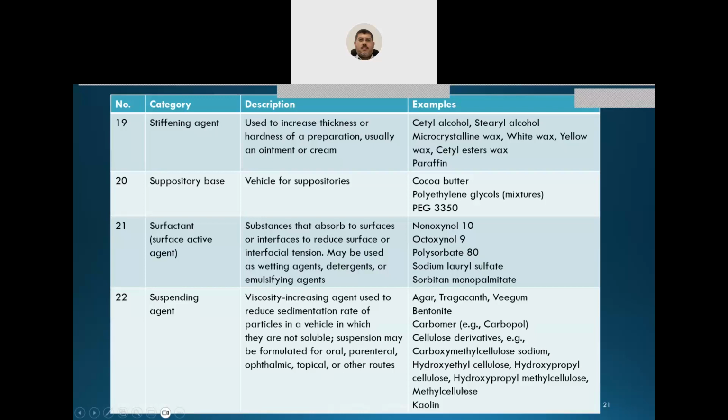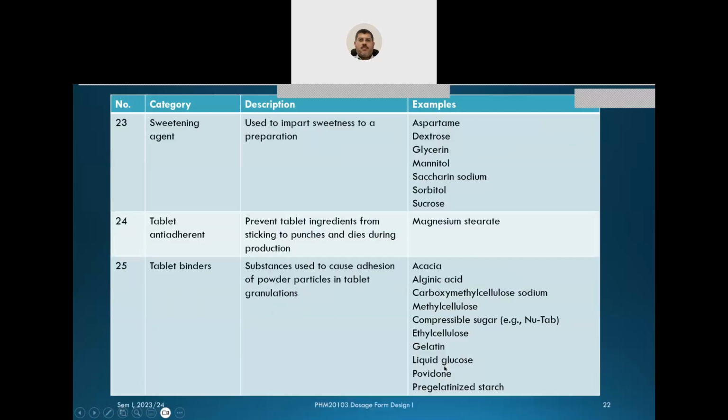The common thing between them, most of them are polymers, except kaolin here, which is not a polymer. Kaolin is something like mud. But the rest are polymers, so they have high viscosity. They are thickening materials once you add them, especially to aqueous vehicles. Bentonite also is the same as kaolin, it's of mineral origin. The rest are like agar, carbomer, cellulose, and so on. They are polymers and they are thick. Once you add them to an aqueous vehicle, they will increase its viscosity and make it thick.